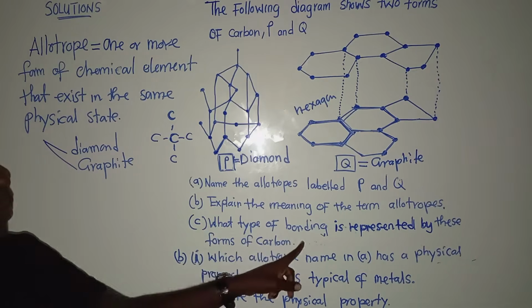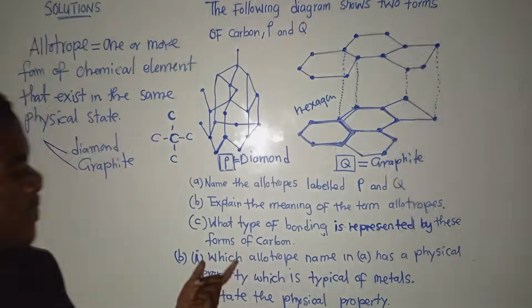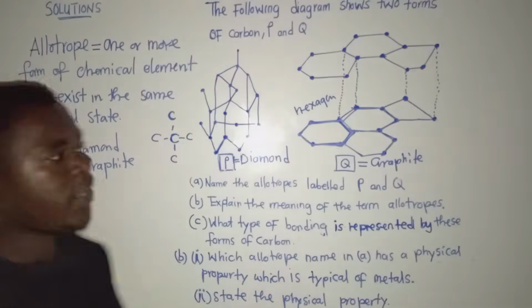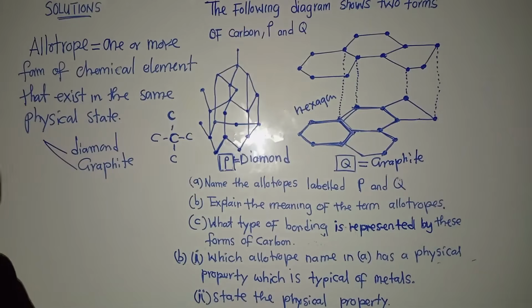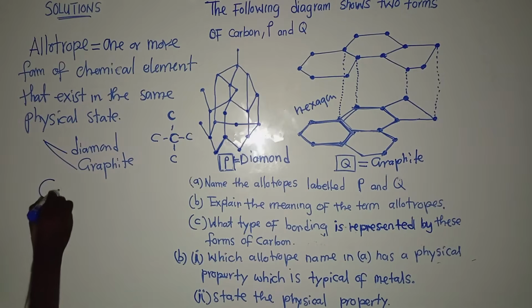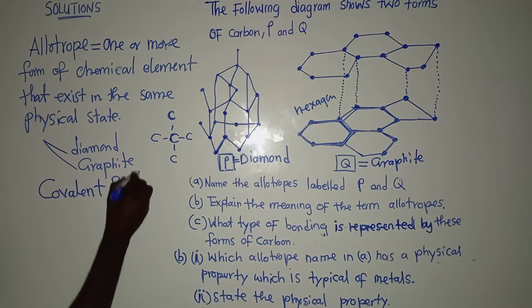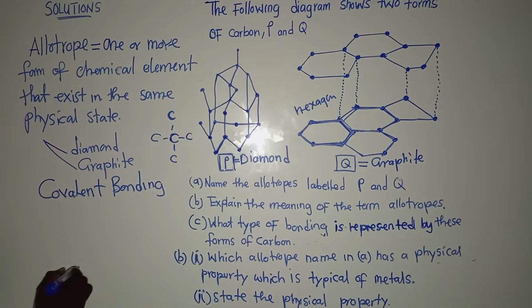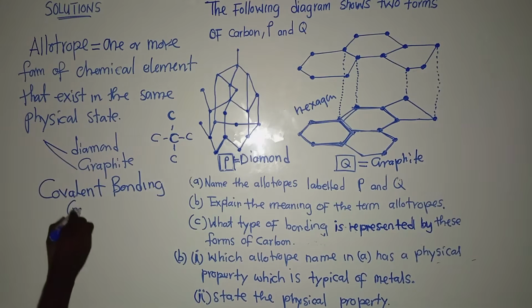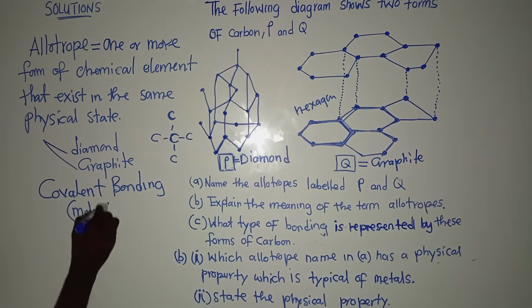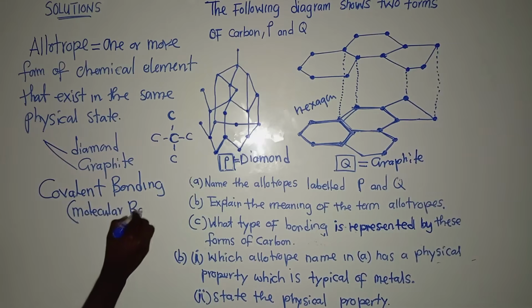What type of bonding is represented by these forms of carbon? We know that these are non-metals. And for them to be called non-metals, the type of bonding that exists between them is what? Covalent bonding. The other name for covalent bonding is molecular bonding. You can call it molecular bonding.